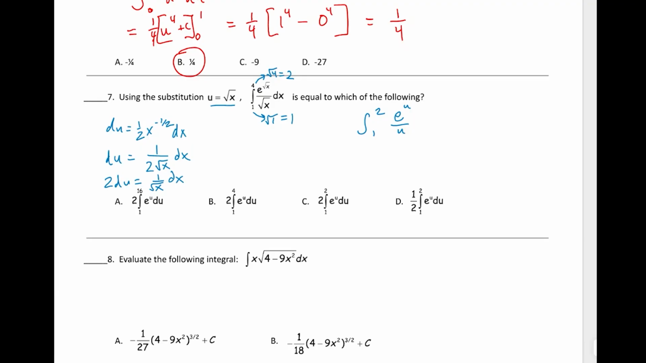So, yeah, that means that 1 over root x dx is 2 du. So I'm going to throw that 2 out here. Just want to be careful with that. Always going to be a lot of little details here. So we've got 2 times the integral from 1 to 2 of e to the u, and we don't have to evaluate this at all. We just need to find our answer in the answer choices.